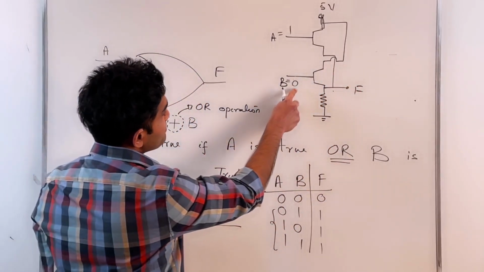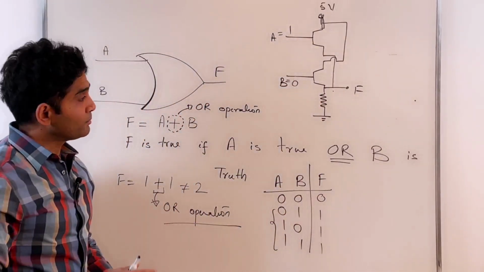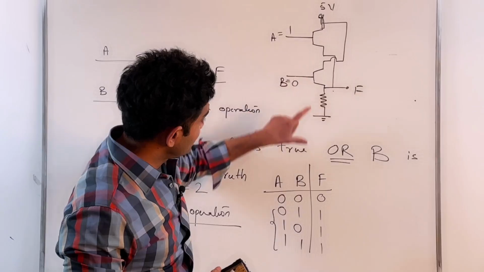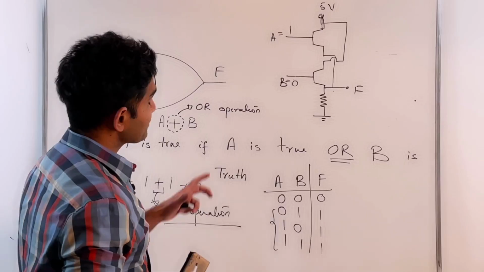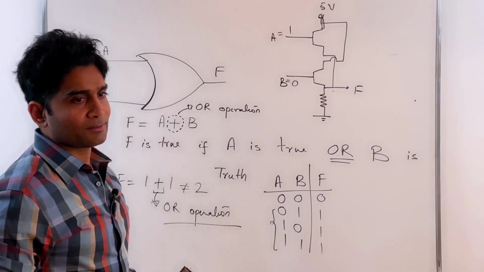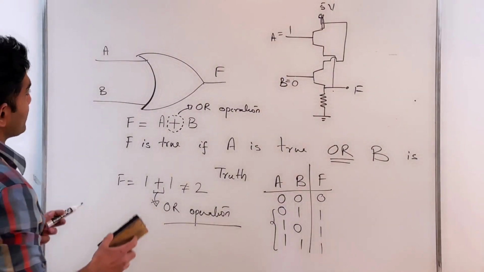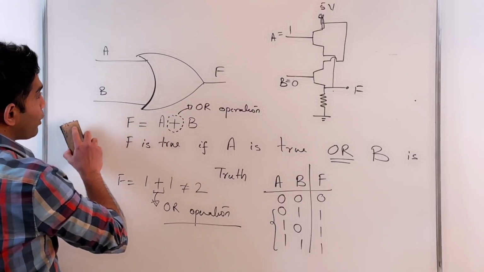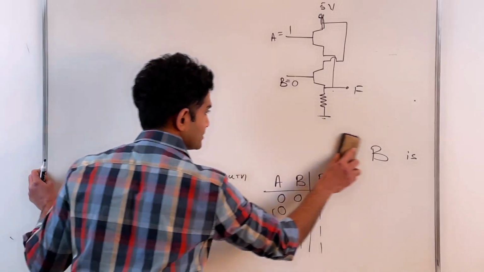So if one of them is closed, then the node voltage here would be 5 volts. So that basically corresponds to this truth table here. Okay, so that's my OR operation. So F is true if A is true or B is true, or of course both can be true as well. All right, and then we have another gate called the NOT gate. So that's your OR. So let's be done with that.